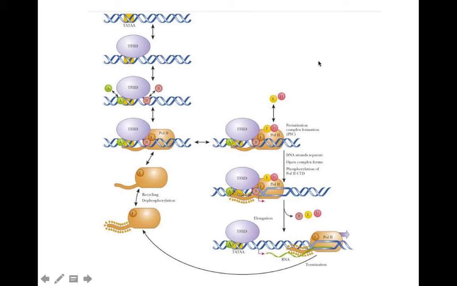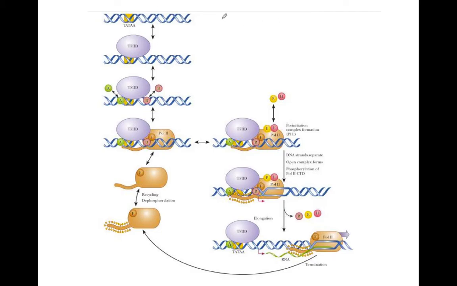So here, eukaryotes have 3 polymerases. We have RNA polymerase 1, 2, and 3. RNA polymerase 2 is the one that is responsible for mRNA, whereas RNA polymerase 1 is responsible for rRNA, if I'm not mistaken, and 3 is for tRNA. So we're going to focus on RNA polymerase 2, which is for mRNA.